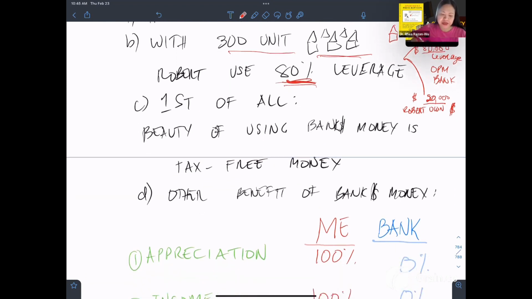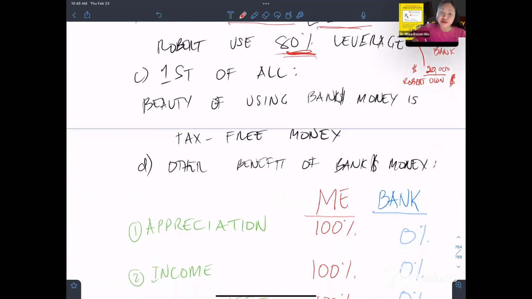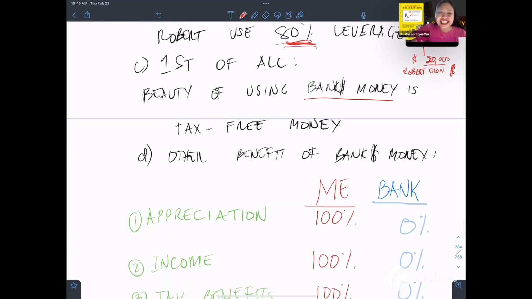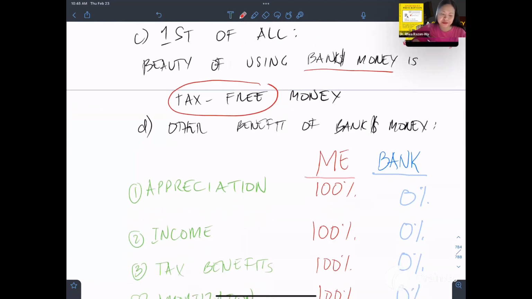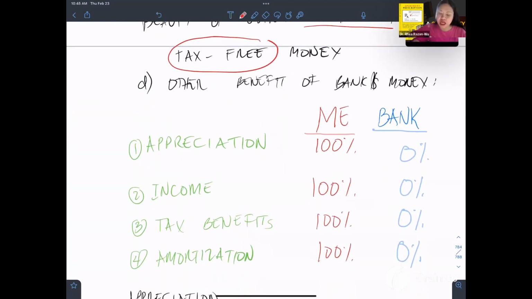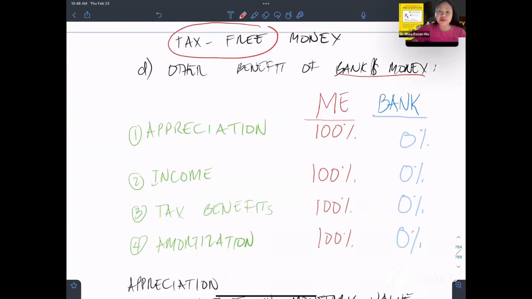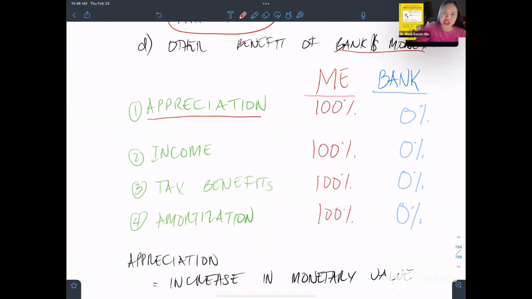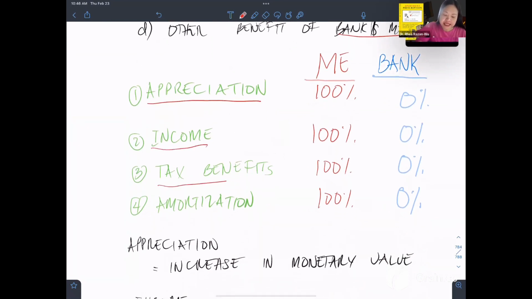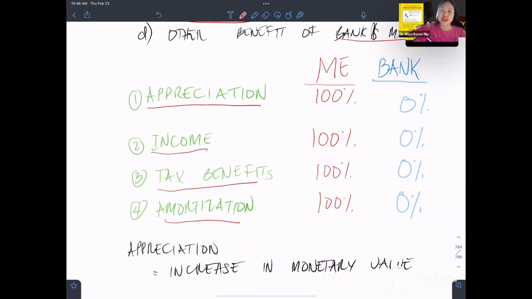OPM or the bank. Now, first of all, the beauty of using the bank's money is it is tax-free money, tax-free. Now, the other benefits of the bank's money are appreciation, income, tax benefits, and amortization.